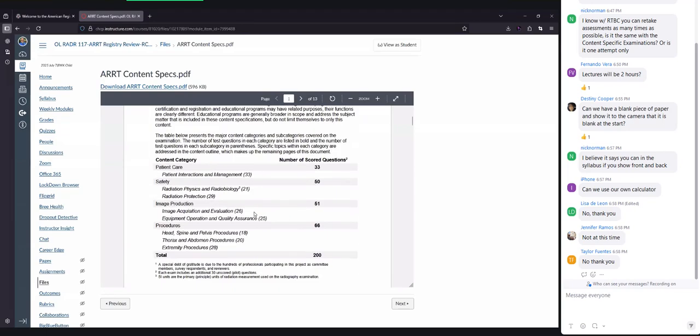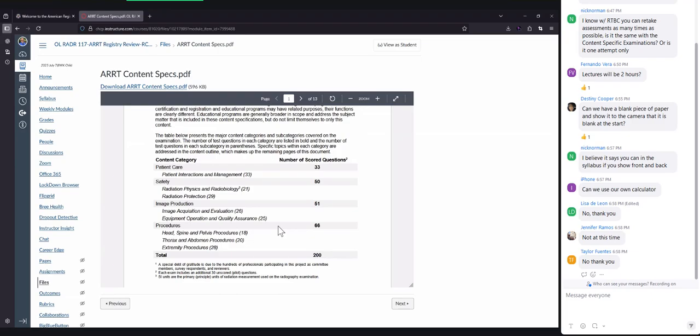So right here, it tells you the content category. This is how many questions will be regarding these different sections, the 4 sections on the registry. You can see procedures has 66 questions, image production with 51, safety with 50, and patient care has only got 33.